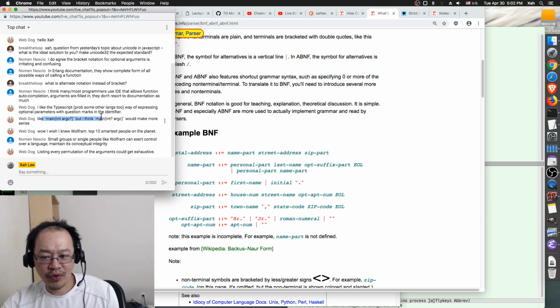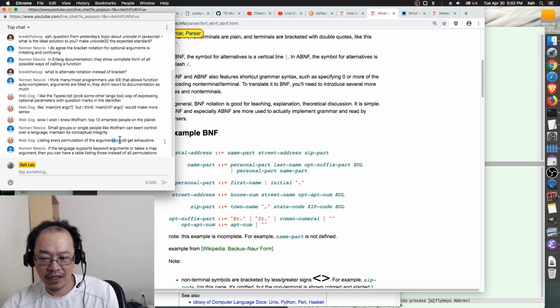I think they put the question mark in front of the name, right? So, small groups or single people like Wolfram can exert control over a language and maintain its conceptual integrity. Yeah. Listing every permutation of the arguments could get exhaustive. Yeah, well, it depends on what you mean by exhaustive.